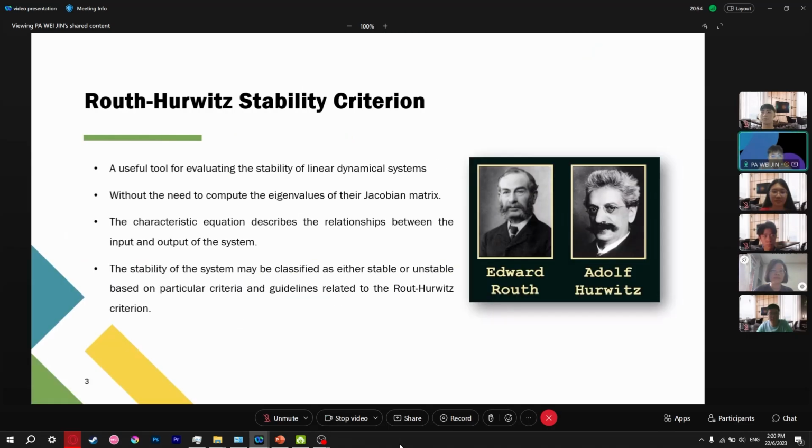So about the RH stability criterion, it is a useful tool for evaluating the stability of linear dynamical systems, and it can be used without the need to compute the eigenvalues of their Jacobian matrix. The characteristic equation describes the relationship between the input and output of the system, and the stability of the system may be classified as either stable or unstable based on particular criteria and guidelines related to the Routh-Hurwitz criterion. And these two fellows are the founders of this stability criterion.